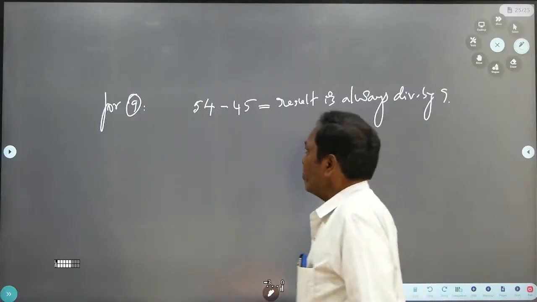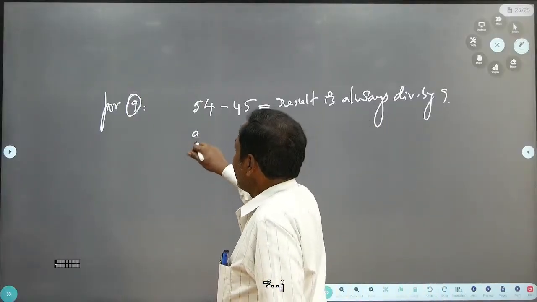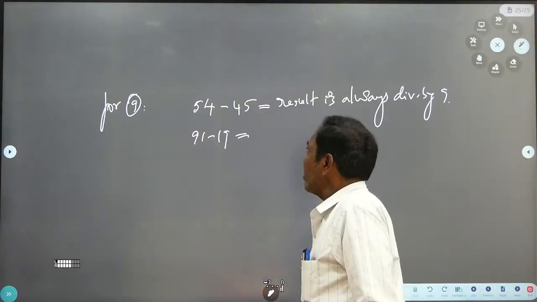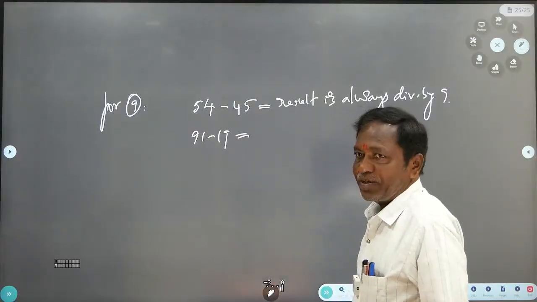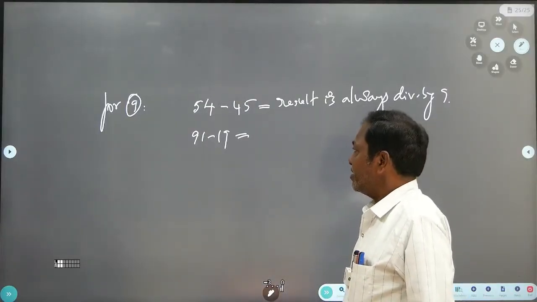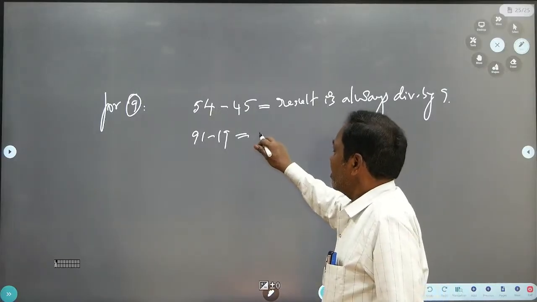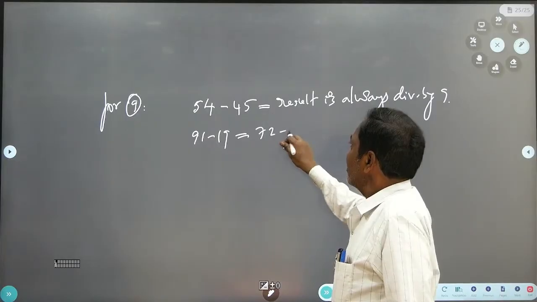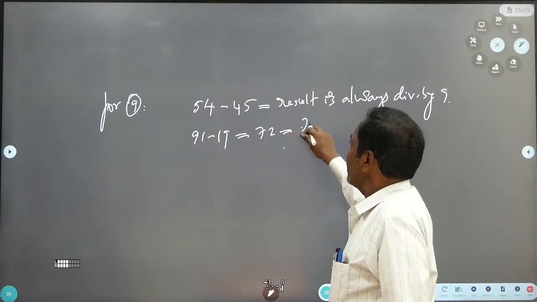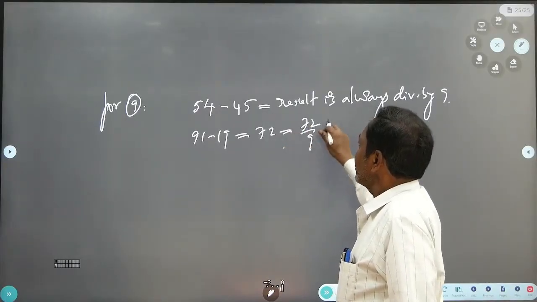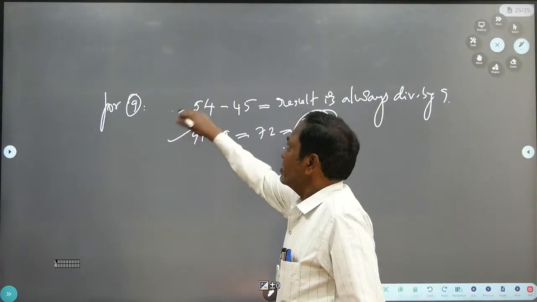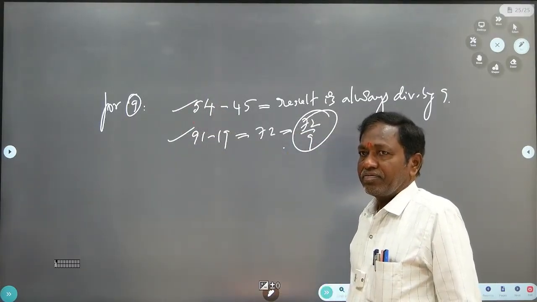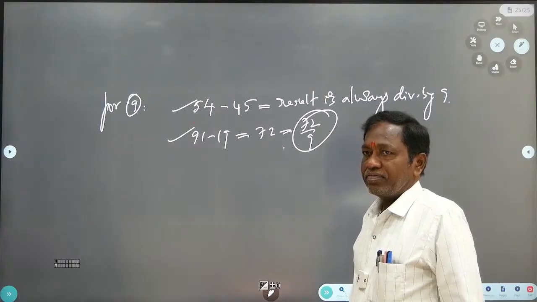Say, for example, let us take another example. 91 minus 19. What is the result? 91 minus 19 is 72. It is divisible by 9. So, it's like this. That is the thing.